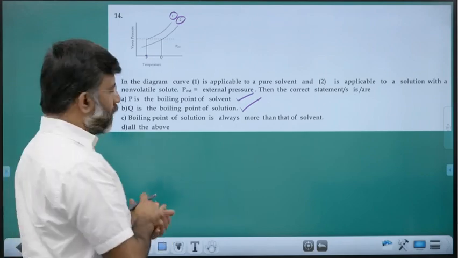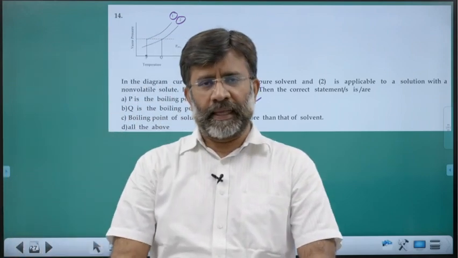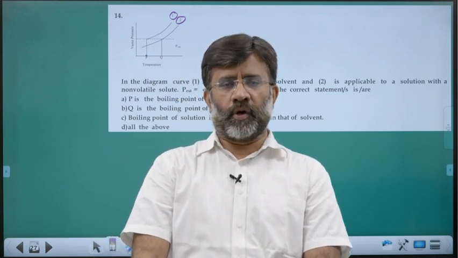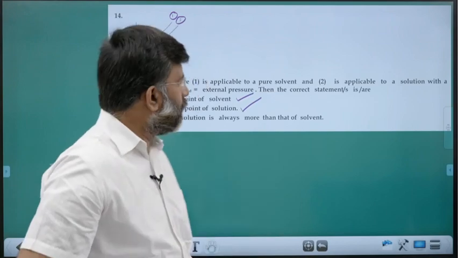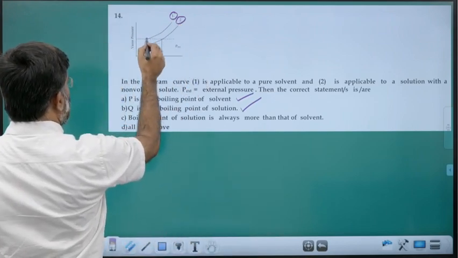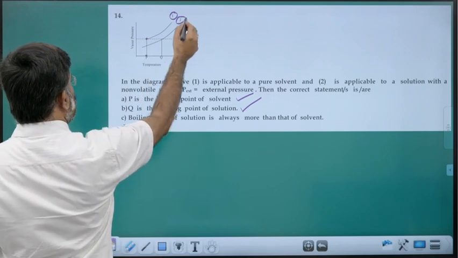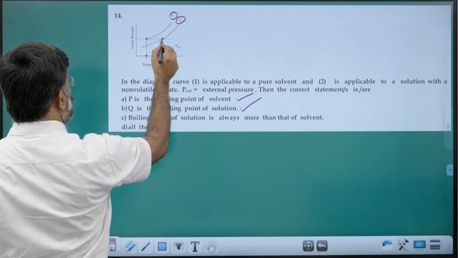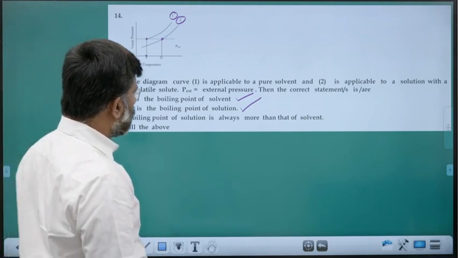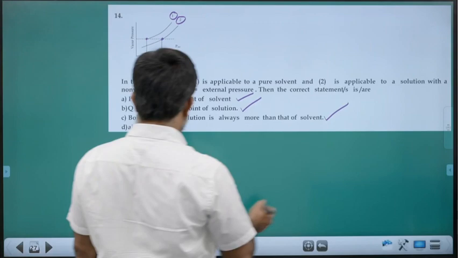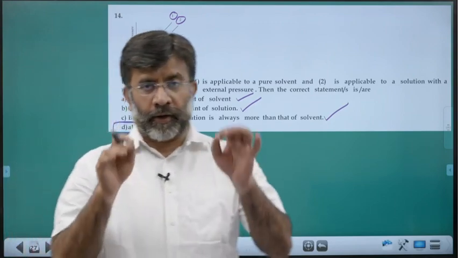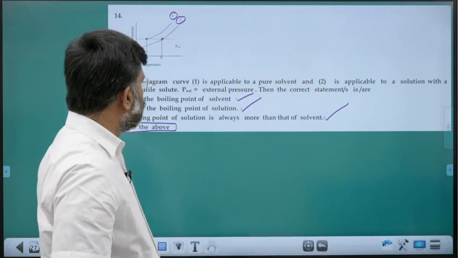You know what is boiling point? Boiling point is the temperature at which vapor pressure of liquid becomes equal to external pressure. So vapor pressure of solvent becomes equal to external pressure, and that is boiling point. Vapor pressure of solution becomes equal to external pressure, that is the boiling point. Boiling point of solution is always more than that of solvent. Perfect answer. Answer is all these. Option D.